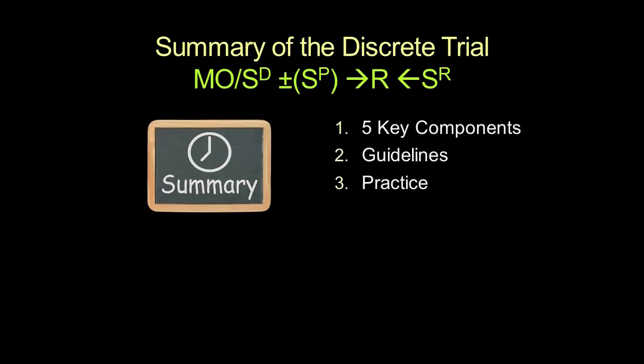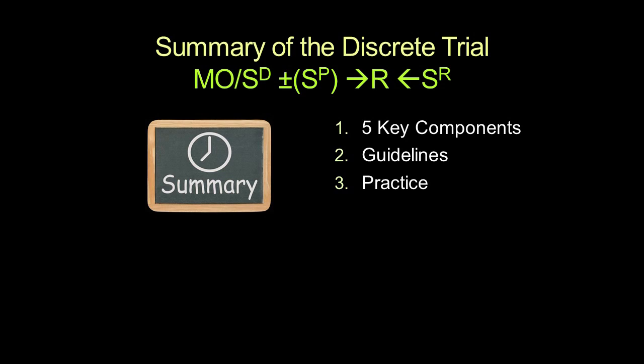Okay, let's summarize. The discrete trial is made up of 5 key components: the MO, the SD, the prompt, the response, and the SR. Be sure you have proper motivation for the reward you are going to use before you start. The SD should be clear and concise with unique tone. You should prompt every trial when beginning to teach something new, and follow the try again, prompt retrial rule for all other items. Use the least intrusive prompt that's possible while still helping your child achieve the correct response.